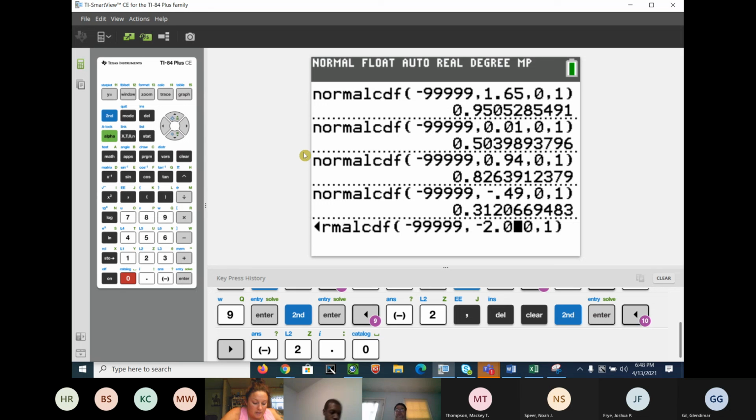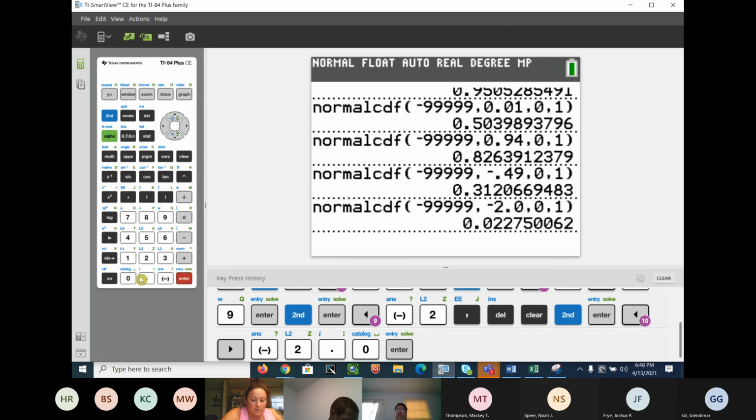Okay, now what was your question? So basically, when I put it in the bars, it's the negative 9999, comma, negative 2, and then close parentheses, and that's 0.0228. And then the other side is basically the same thing. You stole my thunder, but that's good. That's the third way that you can do it. Look at the drawing.